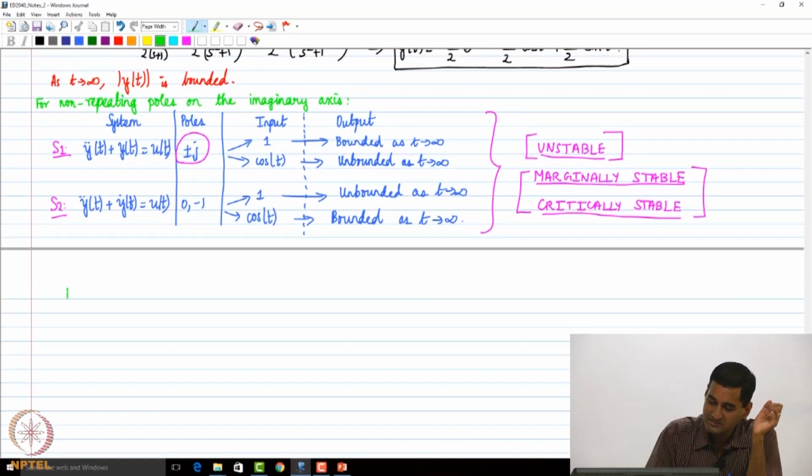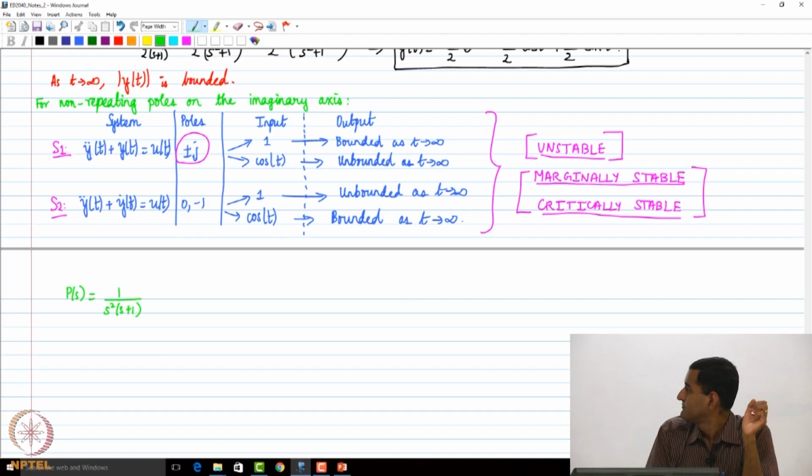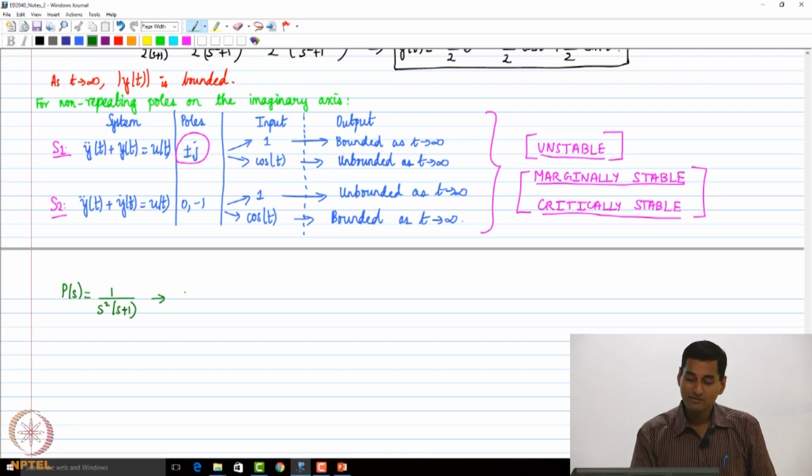suppose the system transfer function P of S were like 1 divided by S squared times S plus 1. Okay, can you see this green color? No. Okay, let me choose a different one. Let me choose this dark green. Can you see this? Is it okay? Yeah. So for example, if the system transfer function, I'm just considering as an example, if you have a repeating pole, okay, what are the poles of this transfer function? You have 0, 0, minus 1.